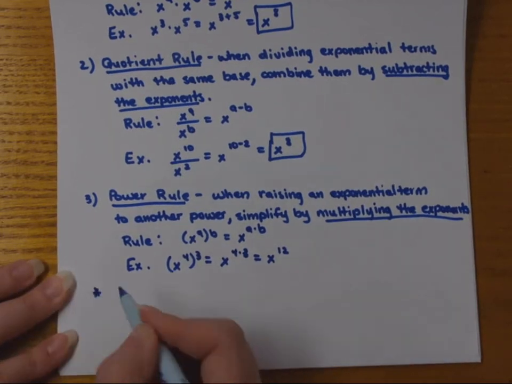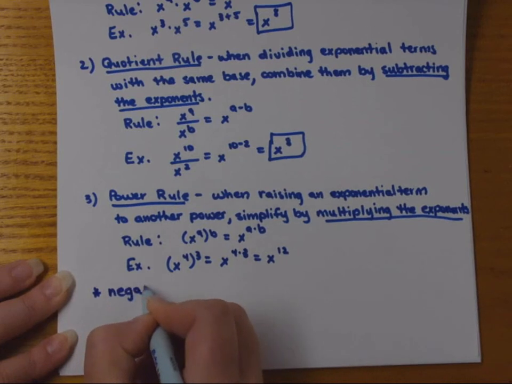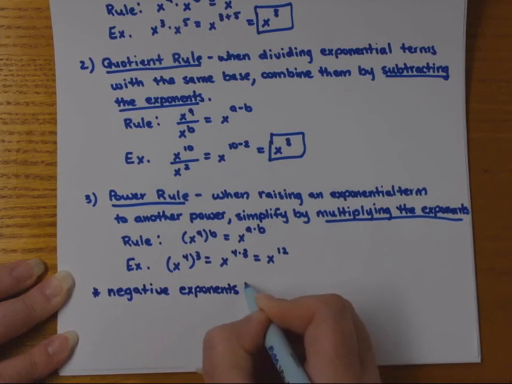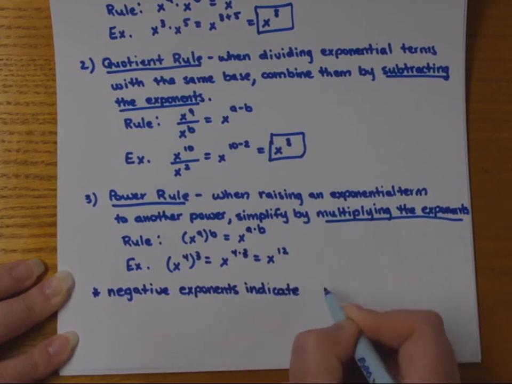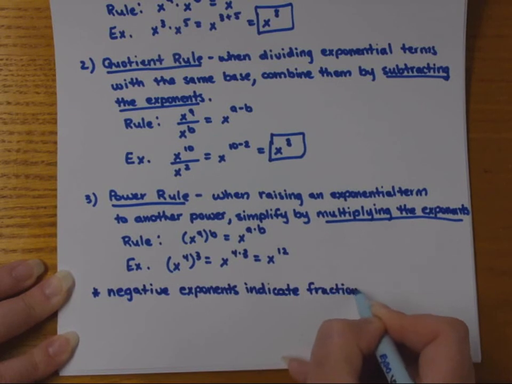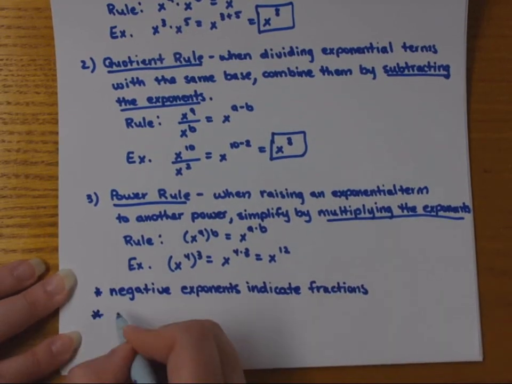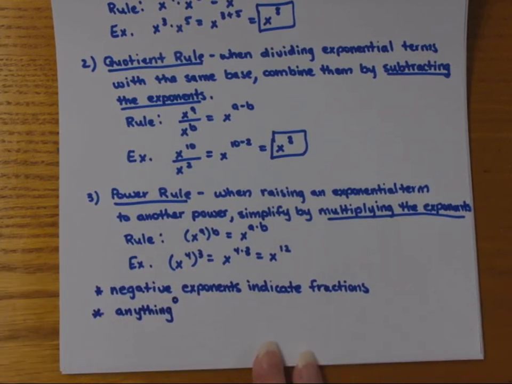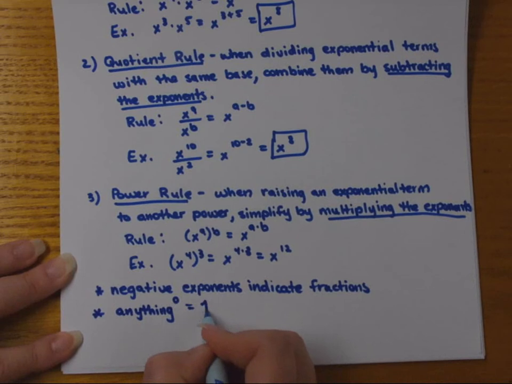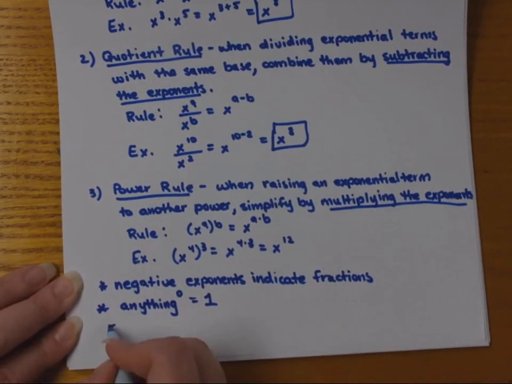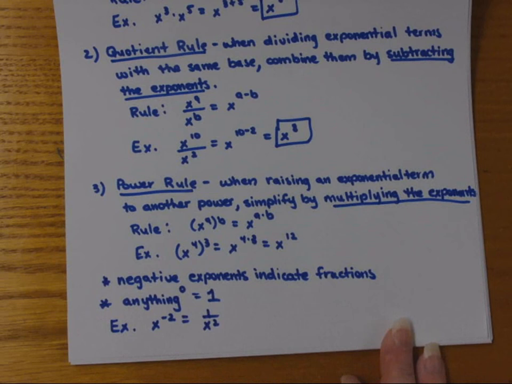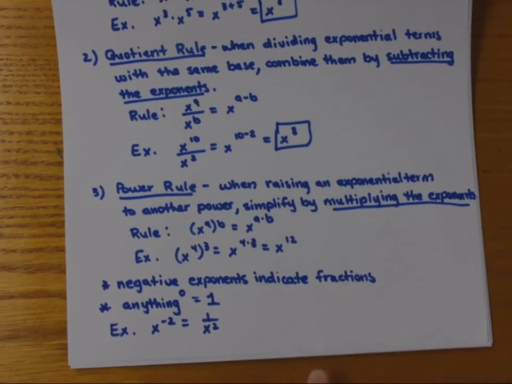Okay, so some things to remember, and then we're going to combine these rules together. Negative exponents indicate fractions. And also anything to the 0 power: anything at all, if you raise it to the 0 power, is always 1. An example here would be x to the negative 2 power, which is the same as 1 over x squared. That's what I meant when I said negative exponents indicate fractions.